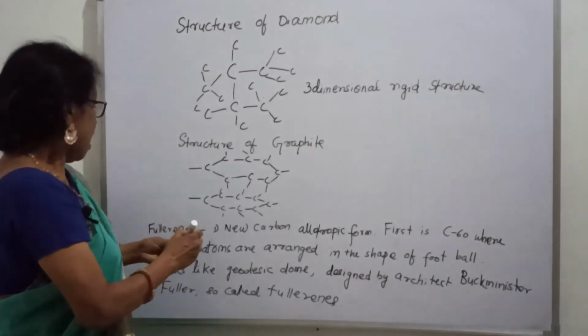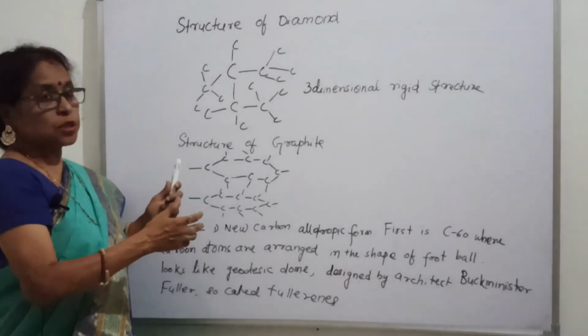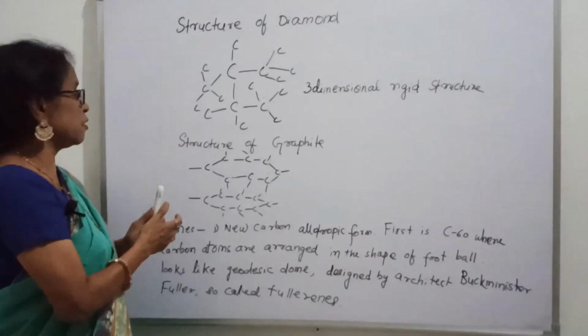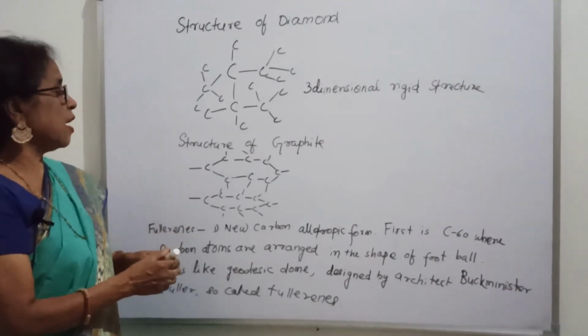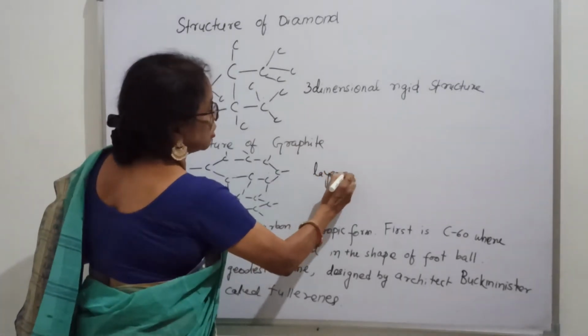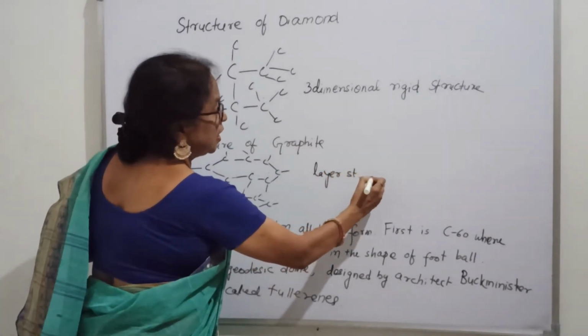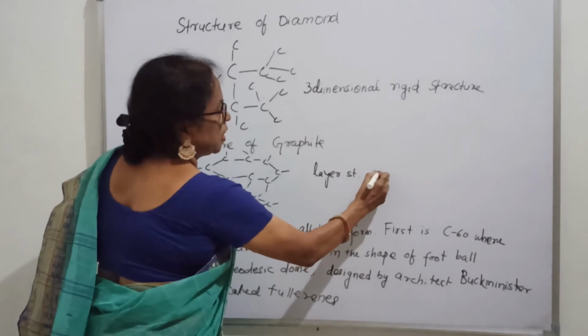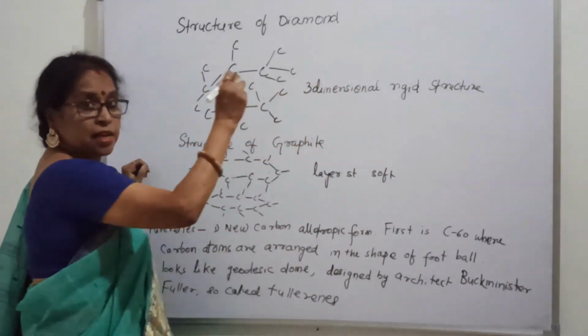Now these are the two types of structure. One is diamond, the other is graphite. Graphite has a layer structure and is very soft, whereas diamond is very rigid.